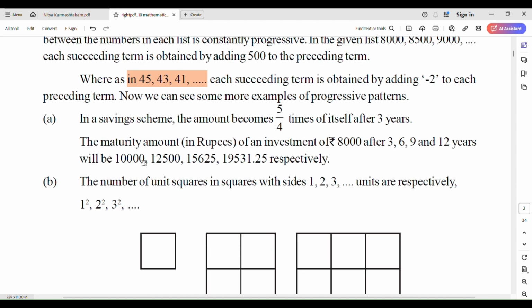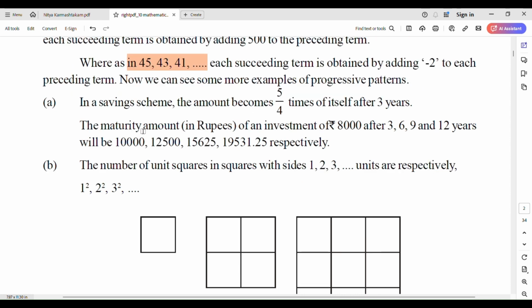Now, let's see some more examples of progressive patterns. In a saving scheme, the amount becomes 5 by 4 times of itself after 3 years. Which means if you put 1 rupee, it will become 5 by 4 after 3 years. For example, the maturity amount of an investment of 8,000 after 3, 6, 9 and 12 years will be, 10,000. You need to apply the simple interest formula, that is PNR by 100. Right, that's the interest, and add it to the principal.